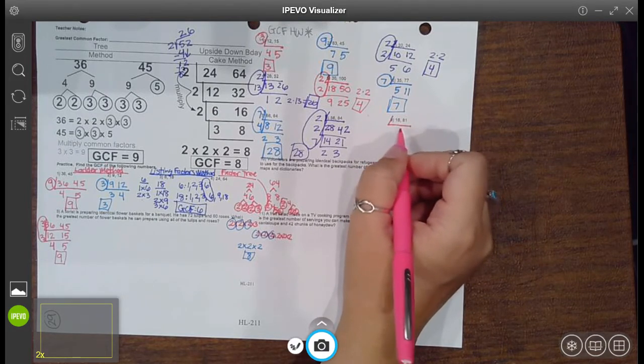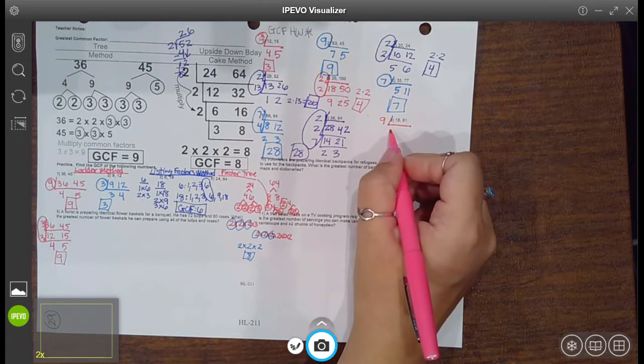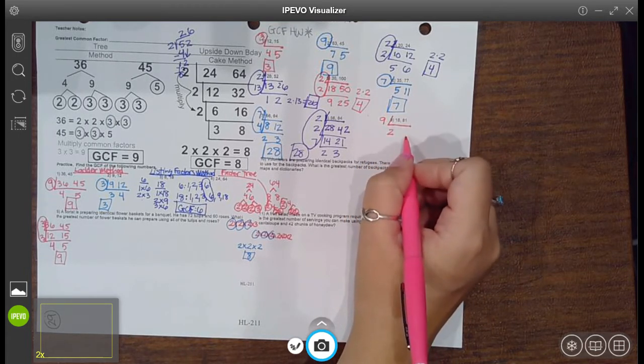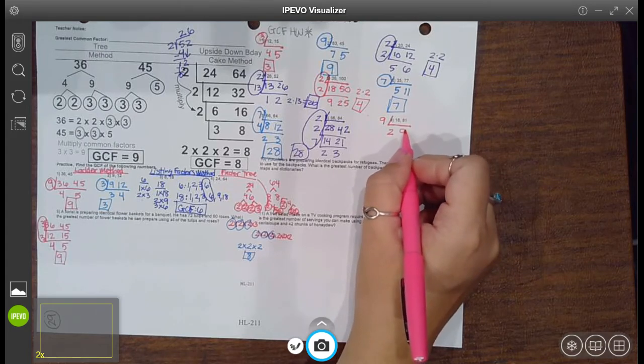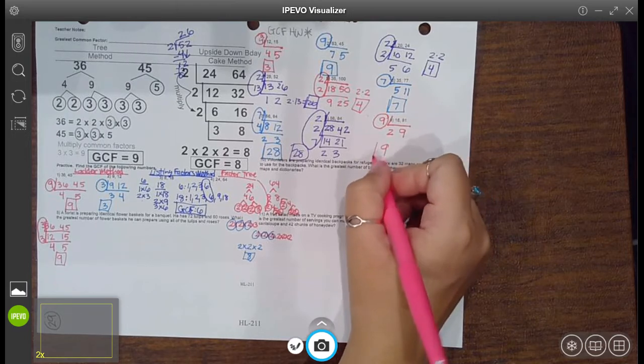Okay, what goes into 18 and 81? 9 does. And 9 times what is 18? 2. And 9 times what is 81? 9. Can you keep going? Nope. So there's your GCF. It's 9.